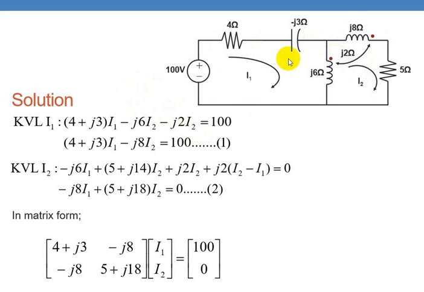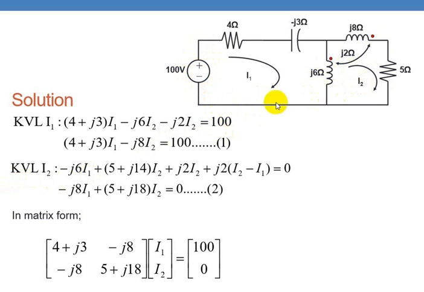The sign: if you see here, current I1 is entering into the dotted terminal in this first coil. What about the second coil? Current I2 is leaving from the dotted terminal. So in one coil it is entering, in another coil it is leaving. So here minus. And this is equated to the voltage source 100. Suppose this is the polarity, you have to write plus 100. If the polarity is reversed, here minus, here plus, you have to write minus 100. So this is the first equation.